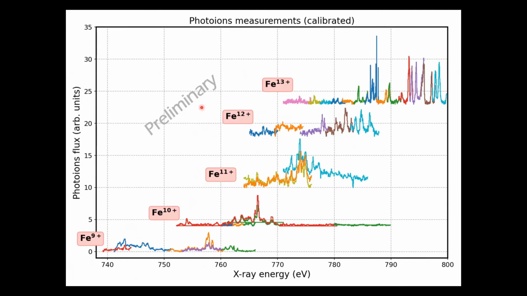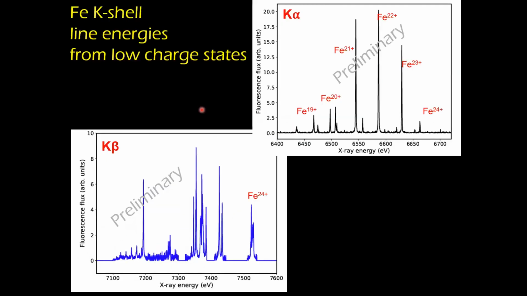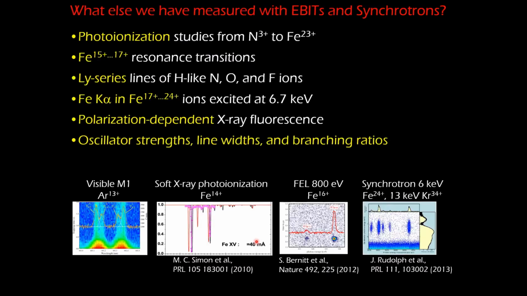And we could also do the same measurement with the K shell. This is an example spectrum also measured in 2020 with Petra 3 at DAISY. We could now measure K alpha transitions from 24 plus down to 19 plus, as well as see all those charge states in K beta, 24 plus, 23 plus, and so on down to 19 plus.